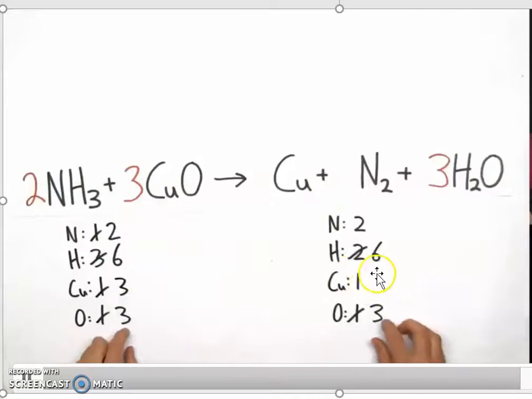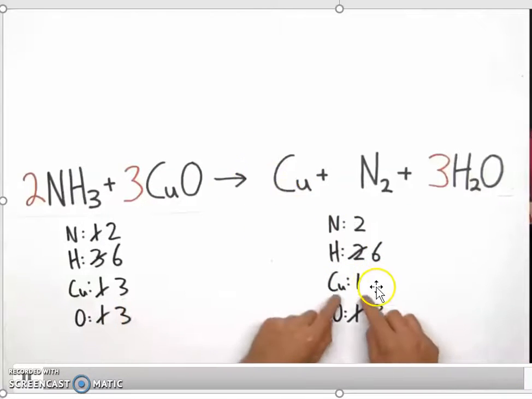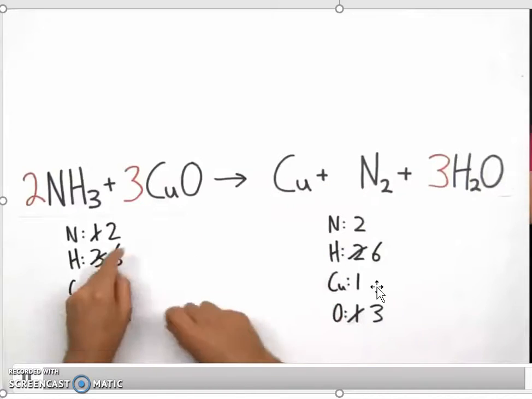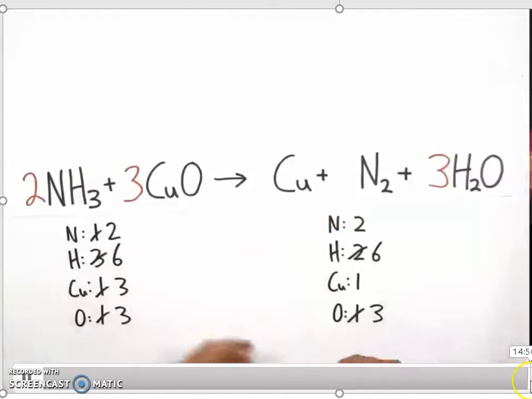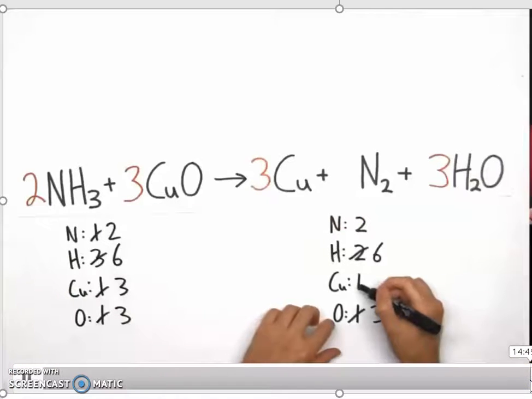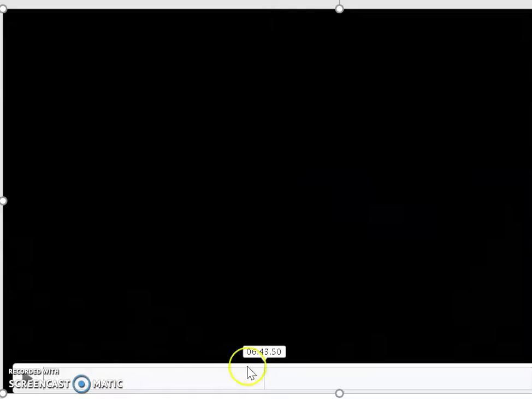And si copper in the product side, 1 pa rin. So let's put 3 as the coefficient in copper para magiging balance na sila lahat. So just put 3 coefficient for copper. As simple as that. And magiging 3 na si copper. Okay, so this is now a balanced chemical equation. So that ends our practice problems.